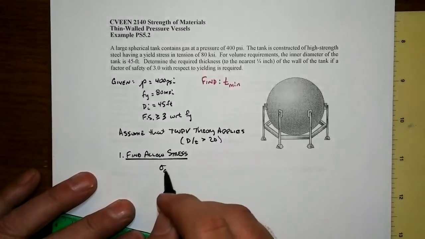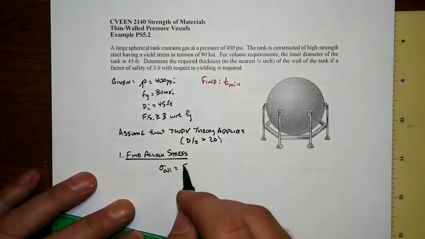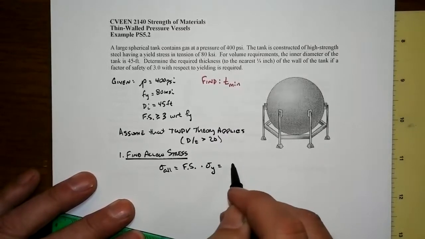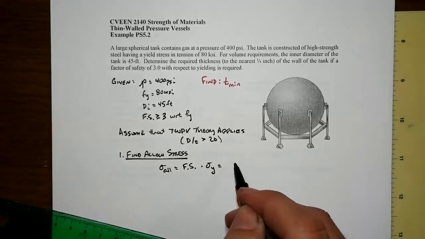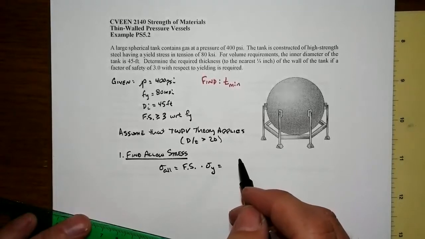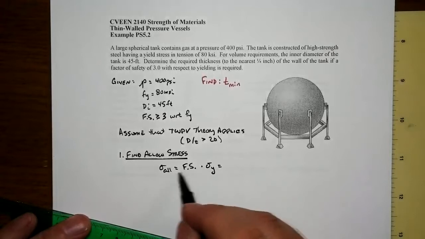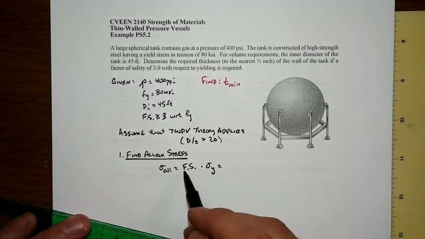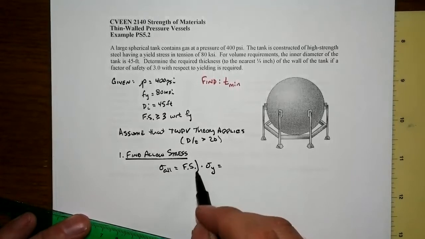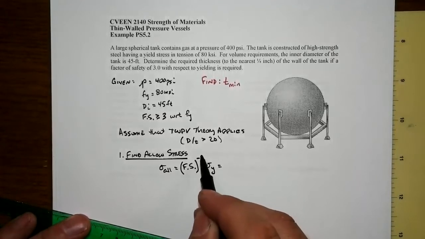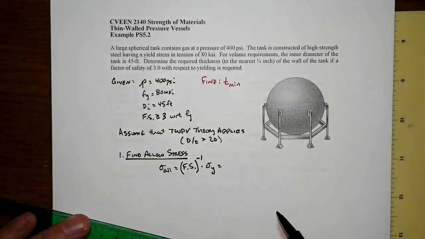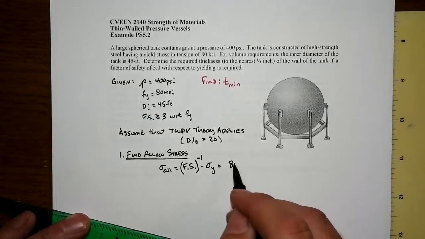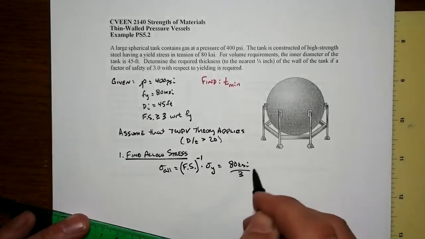Sigma allow will be equal to our minimum factor of safety times our yield stress. Or rather, that's kind of goofy, isn't it? I'm going to make the allowable greater than the strength. That can't be. So how do you correct that? Well, we want to reduce it. We want to divide by that. So we want something smaller. So we've got 80 ksi divided by 3.